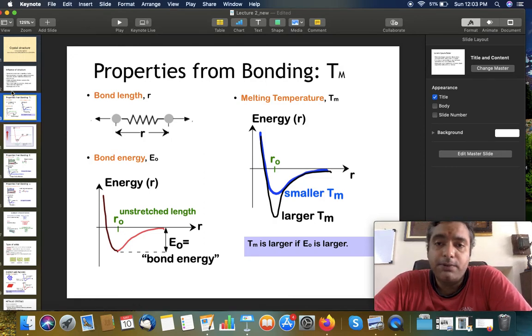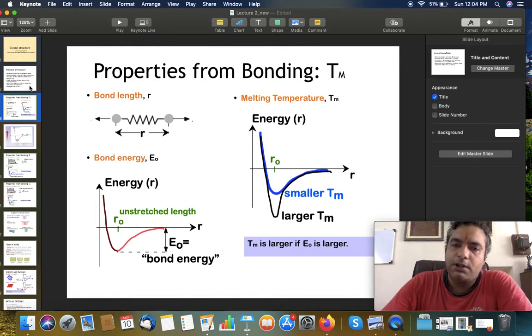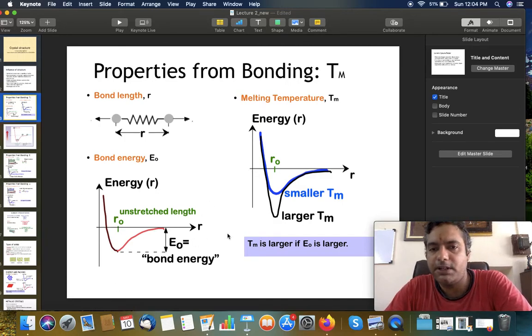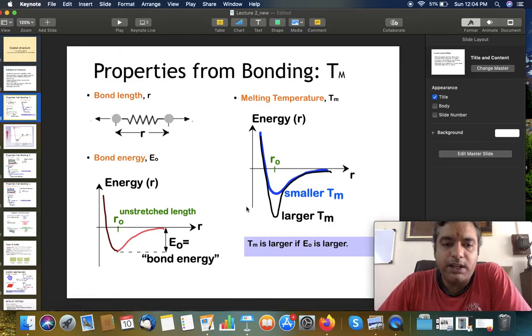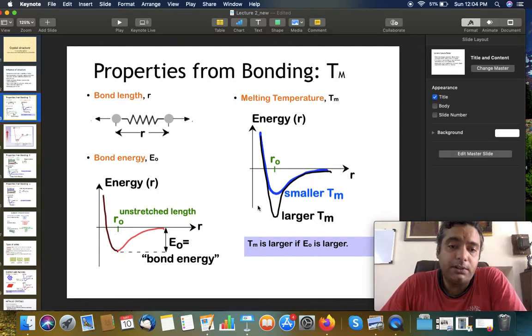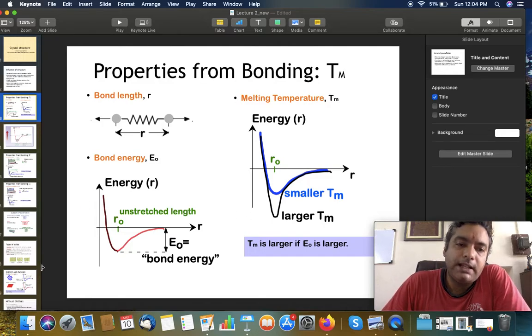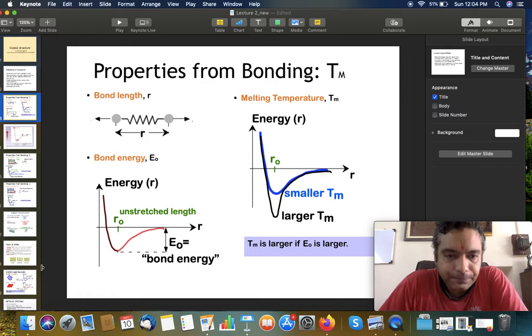The next property which we are going to see is the melting temperature. Before we see the melting temperature, we can see what this kind of graph means and how each of these parameters can be represented by a simple graph. We have an x and y axis. The x axis determines the distance between the two atoms, and the y axis represents the energy that is separating or attracting the two atoms.